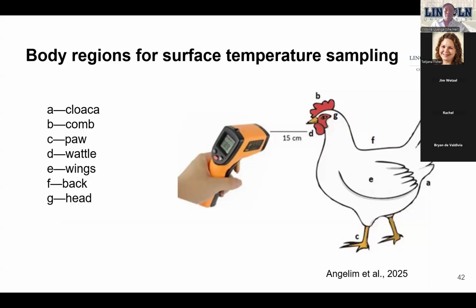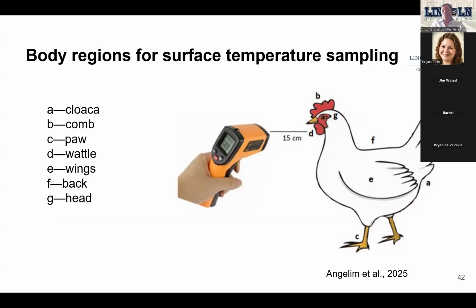If you have an infrared thermometer and you're trying to sample for body temperature, you would be looking at those areas that are non-feather covered. So cloacal temperature, that's the vent point, or measuring from the comb, the ear area, or the wattle, will give you information because these are key areas for vasodilation activities. The feathered areas would give you information on the rates of radiation, such as the wing area or the back area.